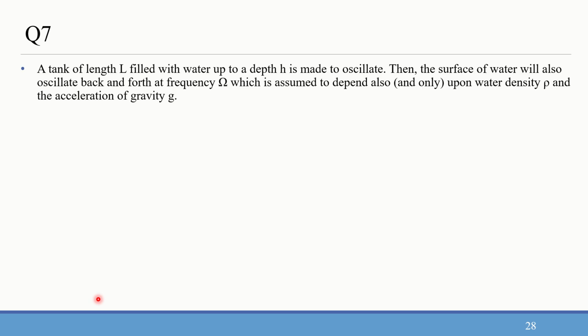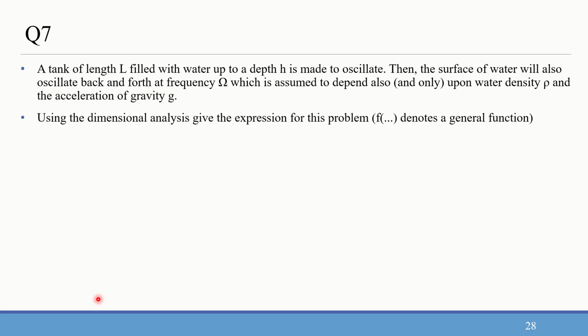Now we are going to question 7. In question 7, we are given that a tank of length L filled with water up to a depth h is made to oscillate. Then the surface of water will also oscillate back and forth at a frequency sigma, which is assumed to depend also and only upon water density rho and the acceleration due to gravity g. Using dimensional analysis, give the expression for this problem where f denotes a general function.